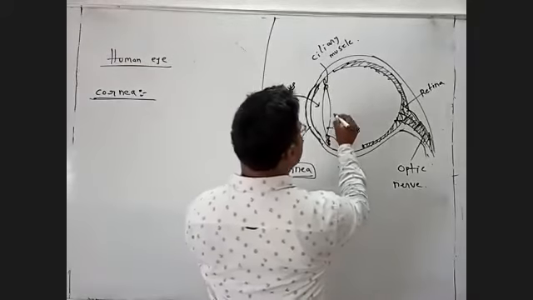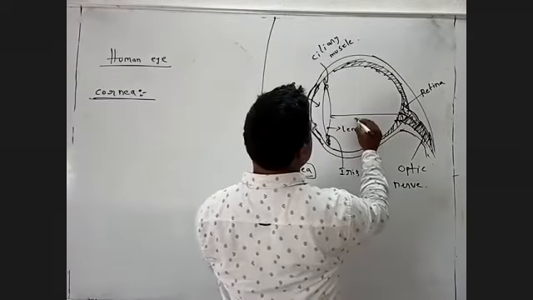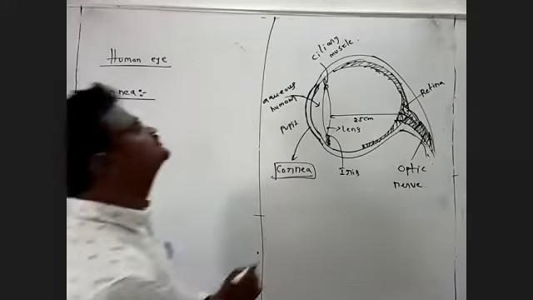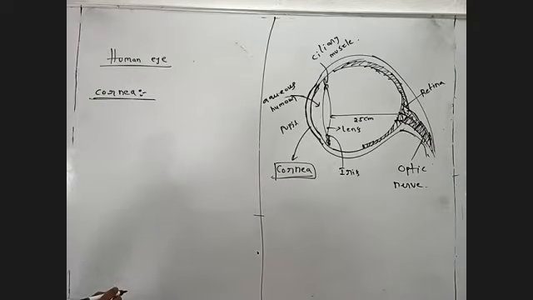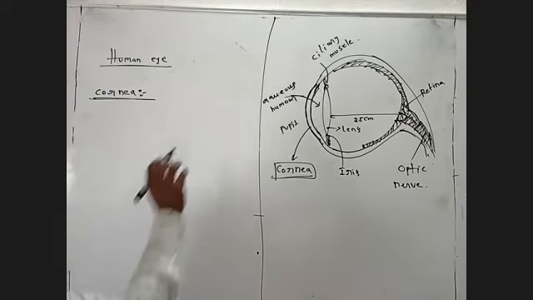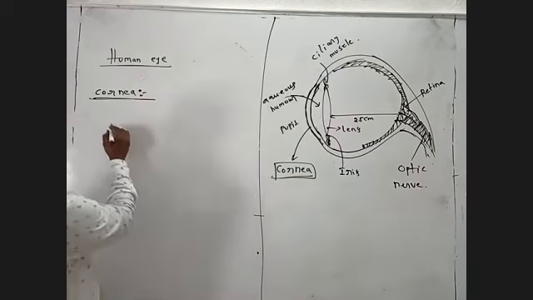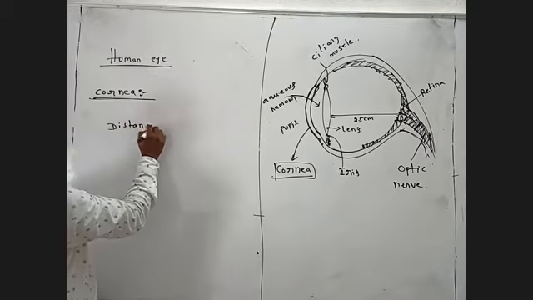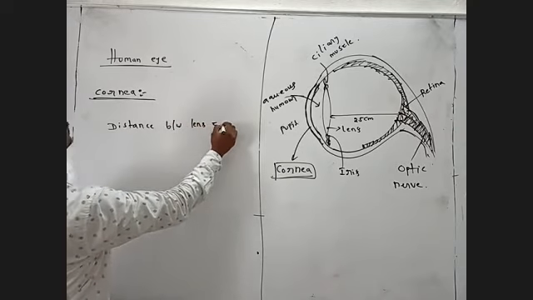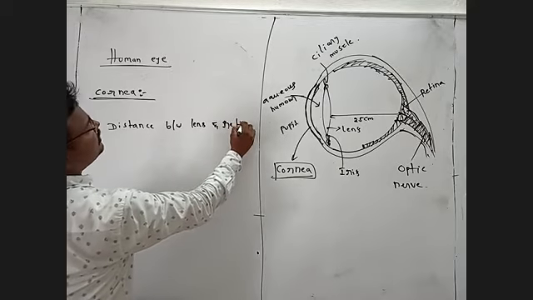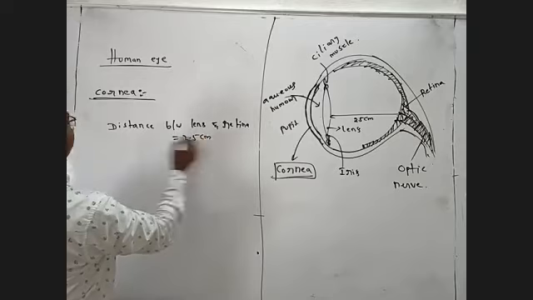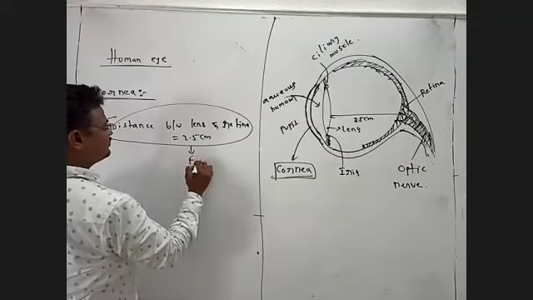Next, I'm going to explain the lens. The distance between the lens and the retina is 2.5 centimeters. It is fixed. The distance is fixed.